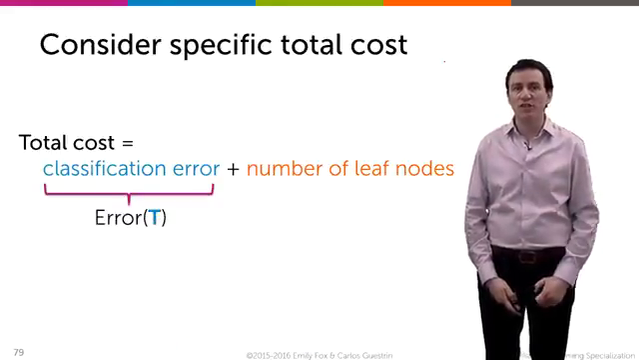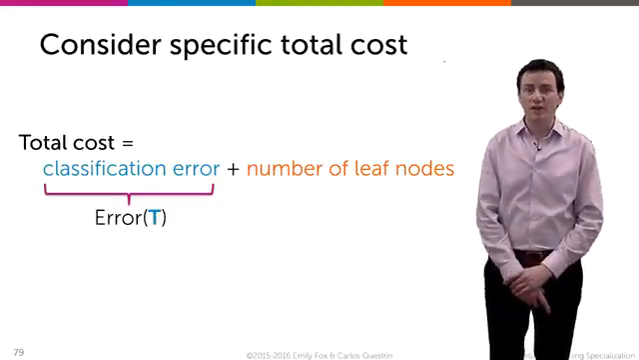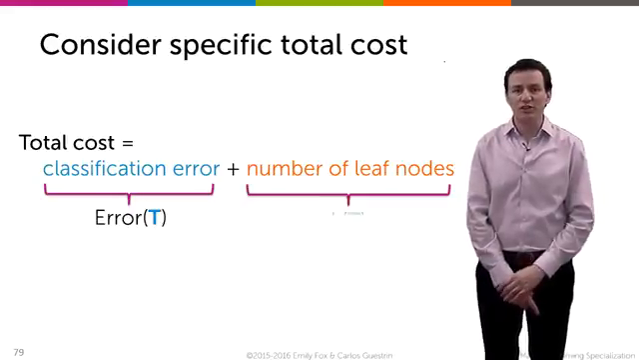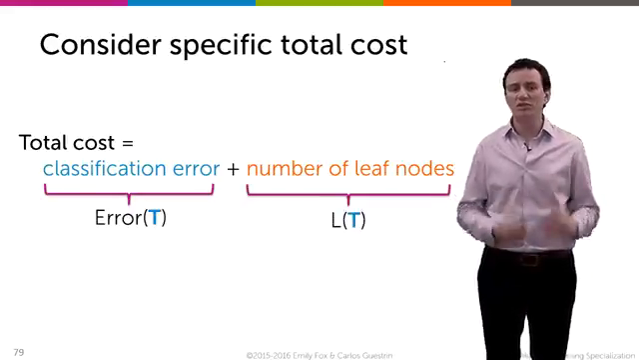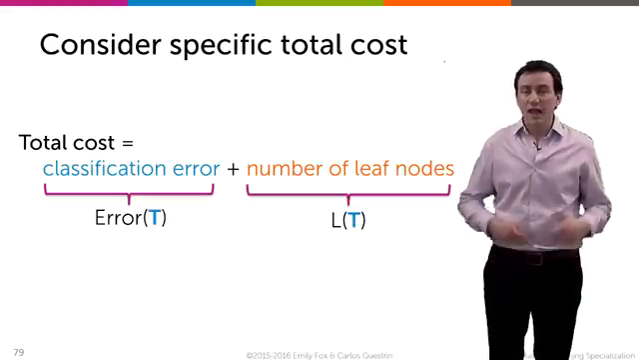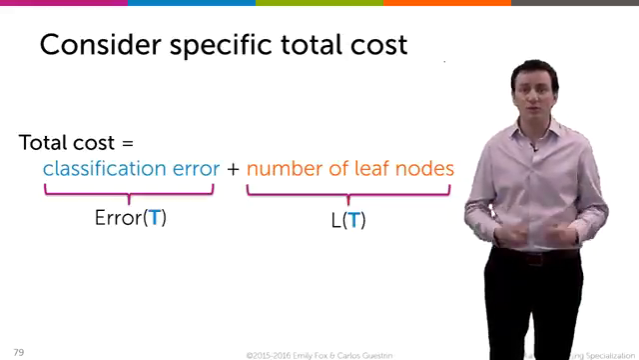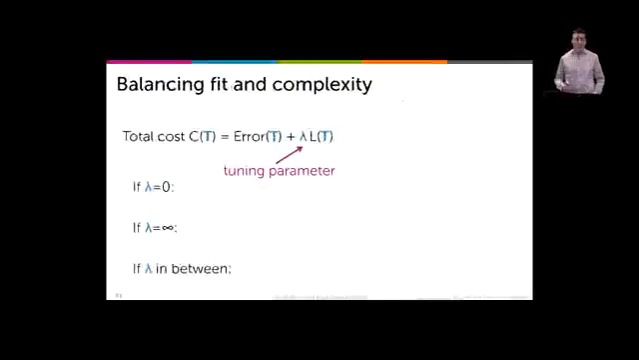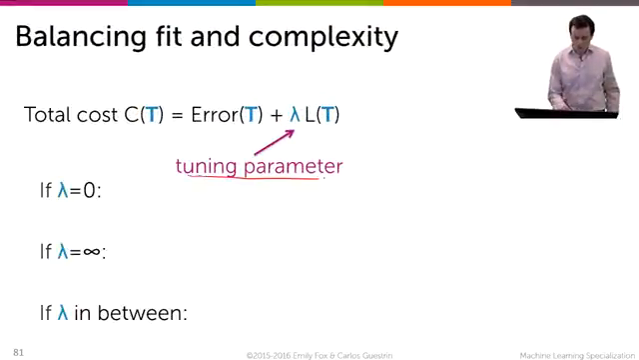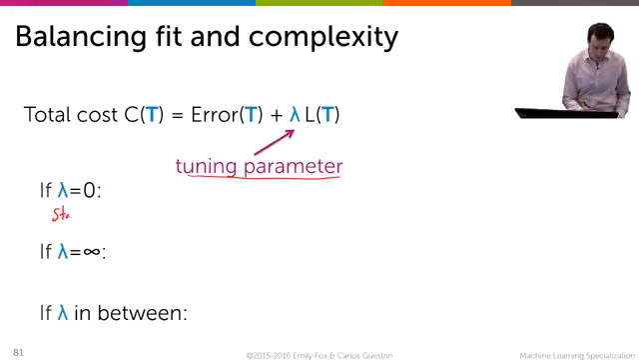So more specifically, we're going to use error of t to denote the error, classification error in training data, and L of t to denote the number of leaves. And as we will see, we'll have a magic parameter to trade off between these two quantities. In particular, we're going to use lambda to denote that magic parameter that we can fit then with a validation set or with cross-validation. When lambda equals 0, we're back to the standard decision tree learning process.